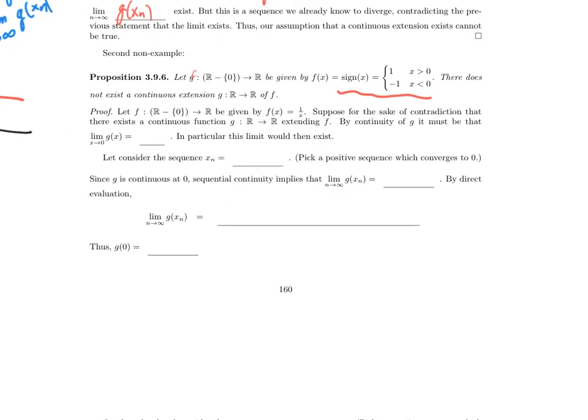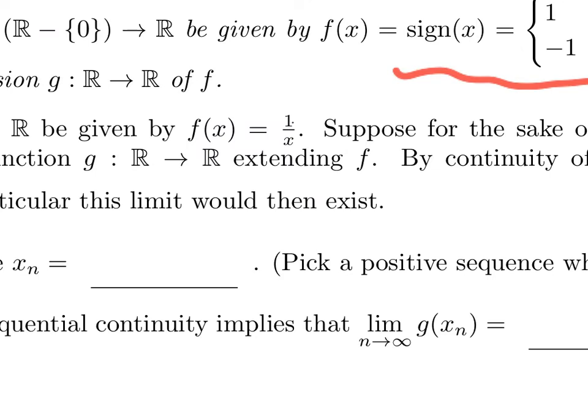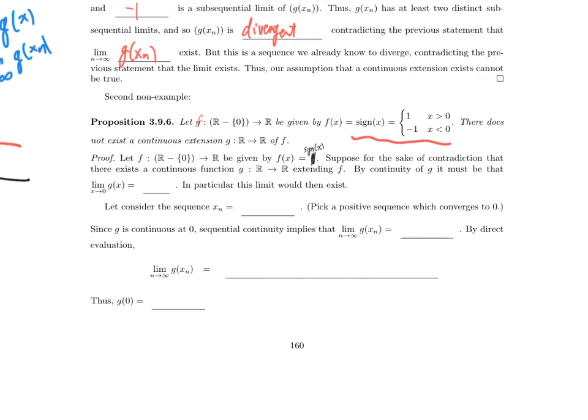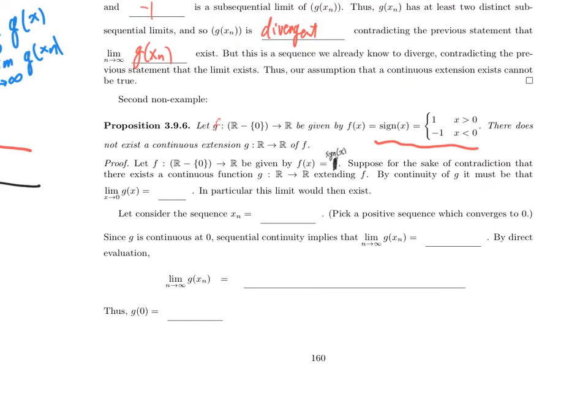So, now that we have the picture, let's actually give the proof. Excuse me. Let f, defined on R minus singleton 0 to R, be given by f of x equal to, lots of typos, the sine of x. Let's suppose, for the sake of contradiction, that there exists a continuous function g from R to R which extends f. By the continuity of g, the limit as x approaches 0 of g of x has to be the same as g of 0. In particular, that limit has to exist.